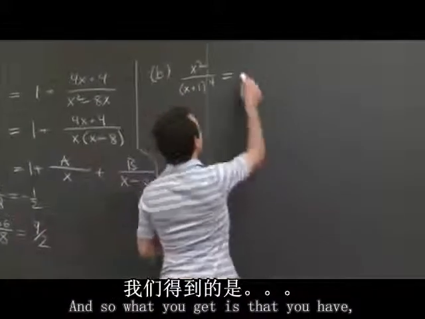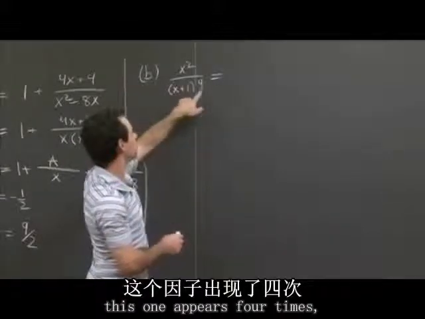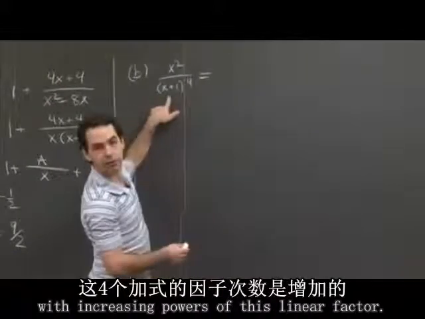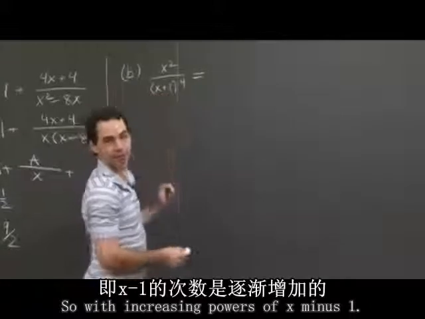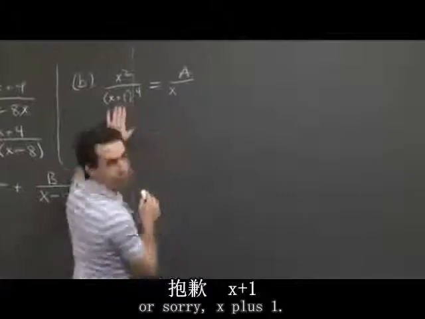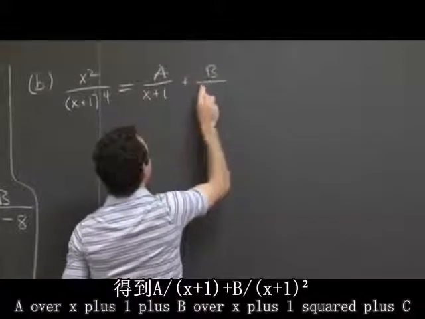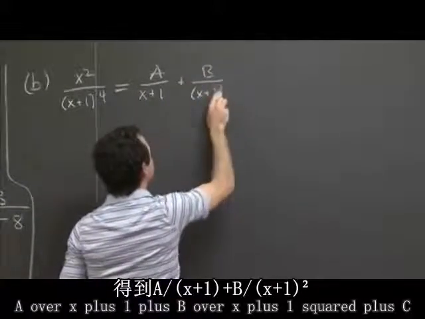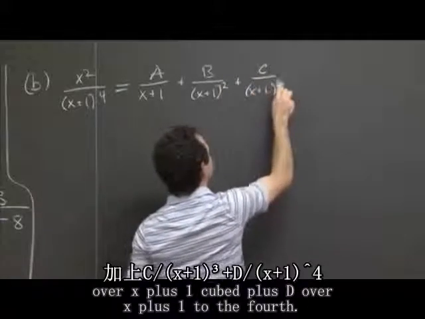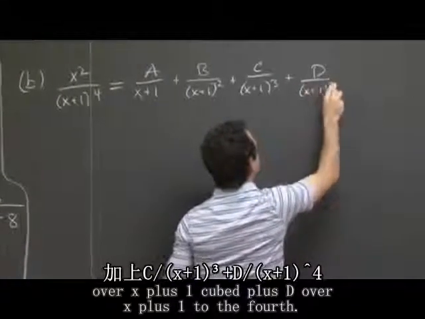And so what you get is that for every repeated power, this one appears 4 times, so you get 4 summands on the right-hand side with increasing powers of this linear factor, so with increasing powers of x plus 1. So this is going to be A over x plus 1 plus B over x plus 1 squared plus C over x plus 1 cubed plus D over x plus 1 to the 4th.